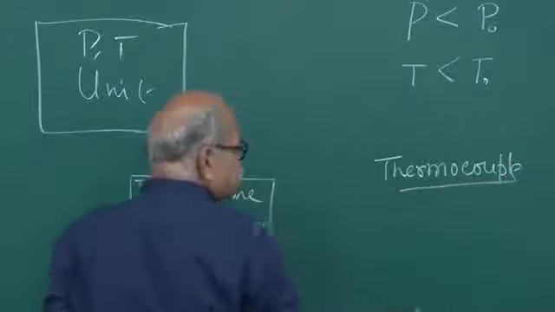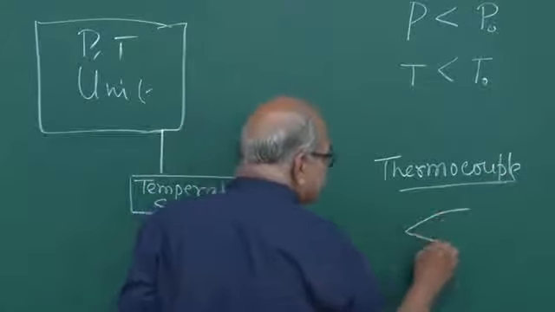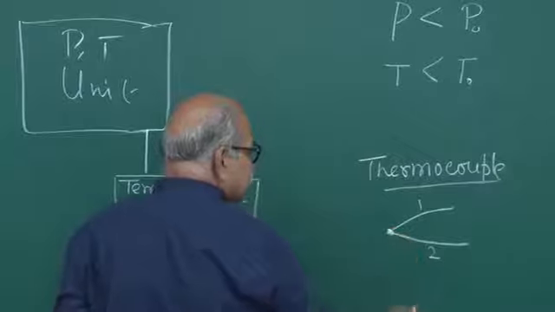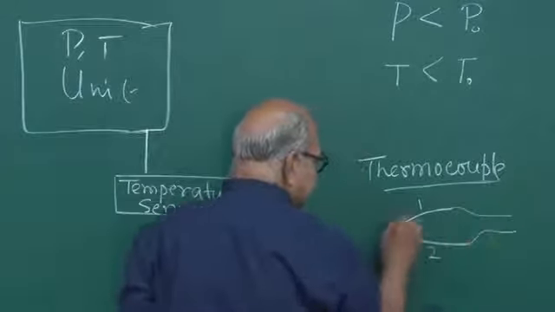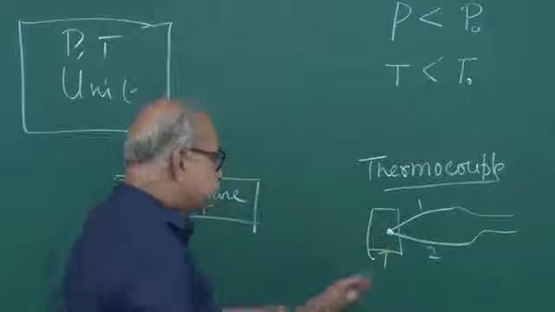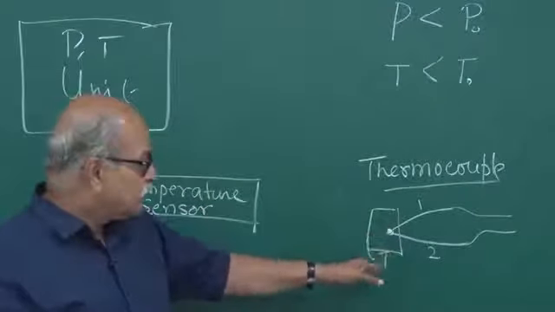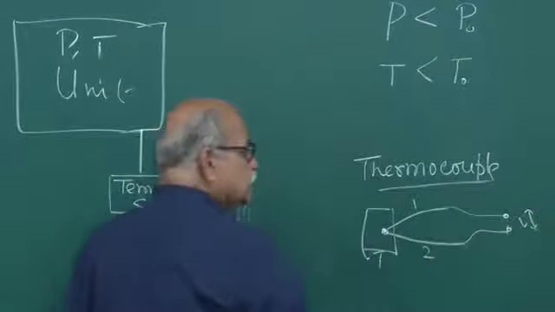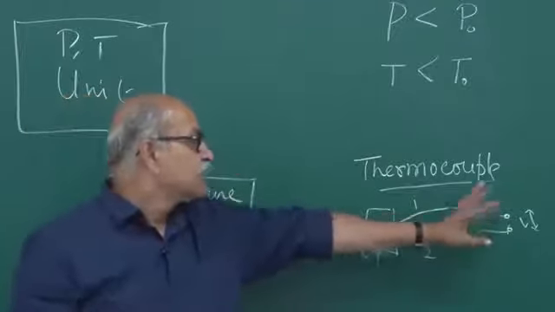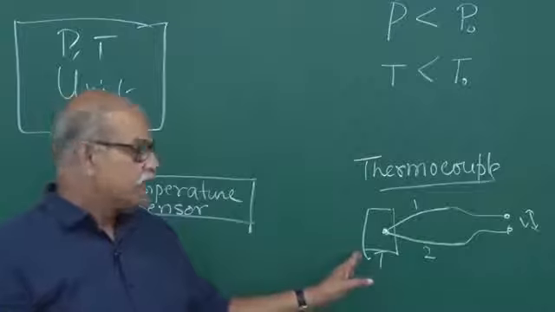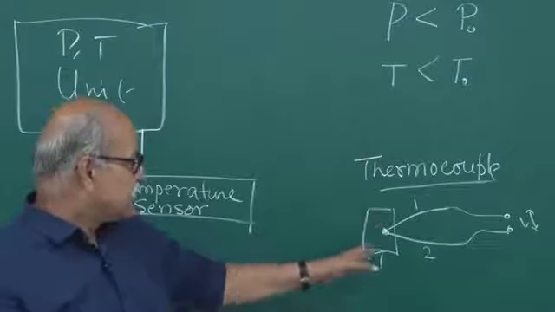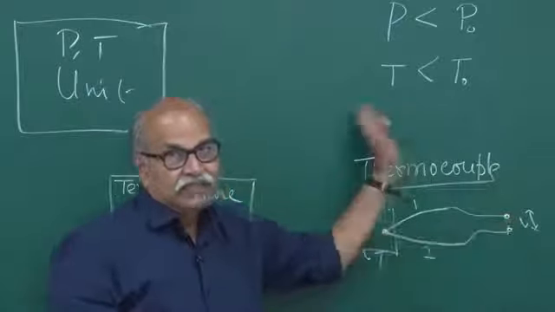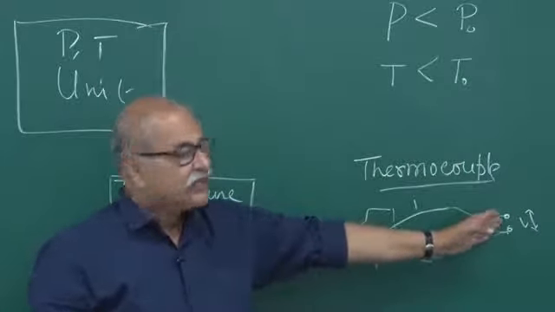In a thermocouple, what you have is two wires of different materials, 1 and 2, and then you have a junction here, and this junction is the temperature sensor. Whatever is the temperature at this junction, corresponding to that, it creates a voltage between these two ends that you can measure, and from there you can know what the temperature is. Okay. So, this is a temperature sensor, it senses the temperature and creates a voltage according to that. The higher the temperature, the higher is the voltage created, and vice versa.